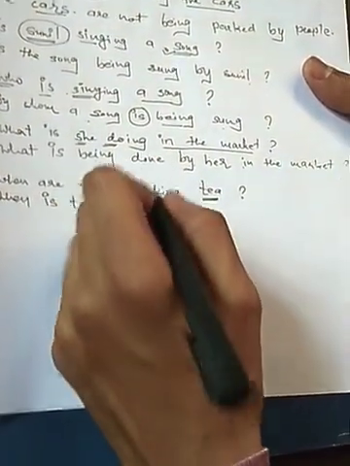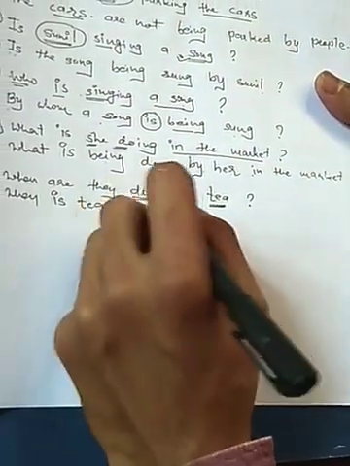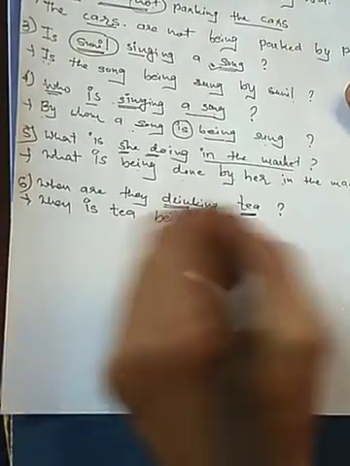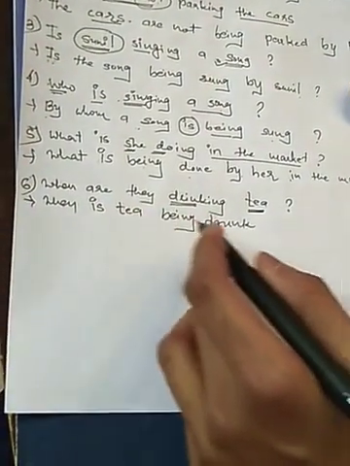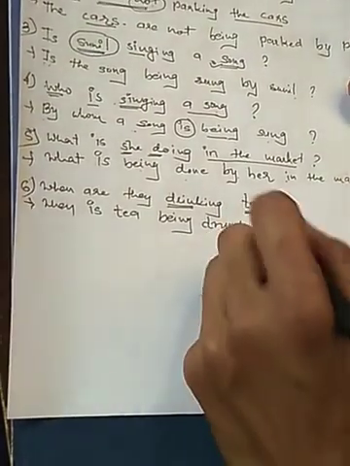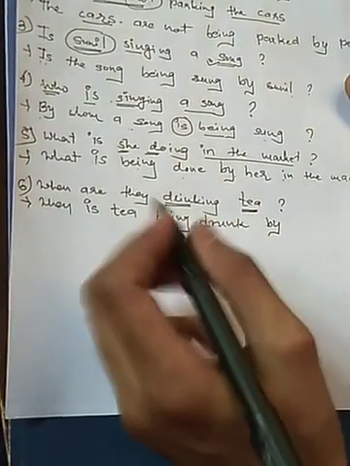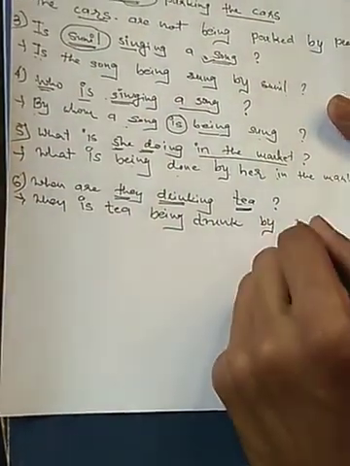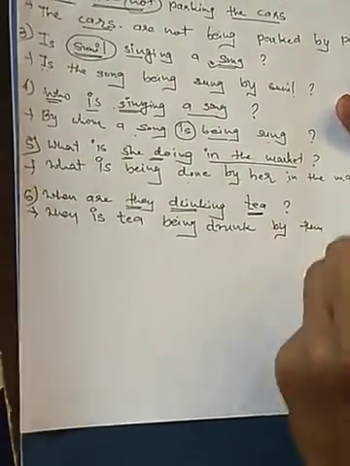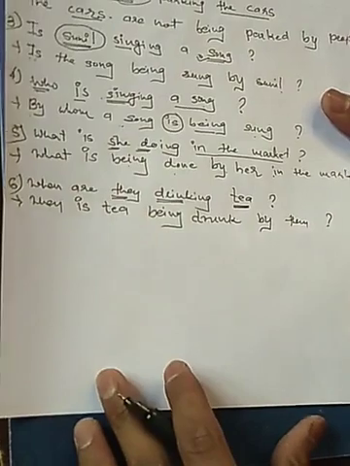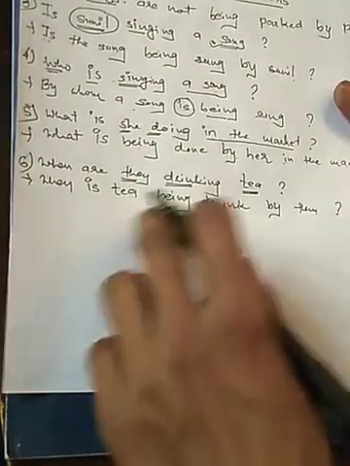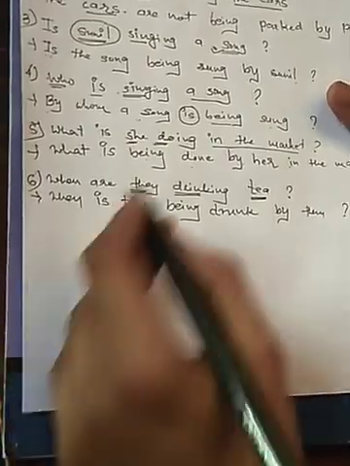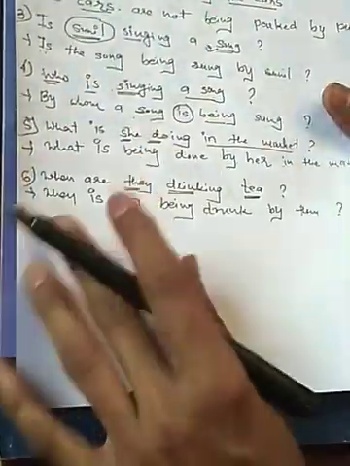Now the past participle of to drink, that is drunk. When is tea being drunk by, here your subject is they, so we have to write them, and this is your answer. When is tea being drunk by them? So this is how you can change all kinds of sentences.